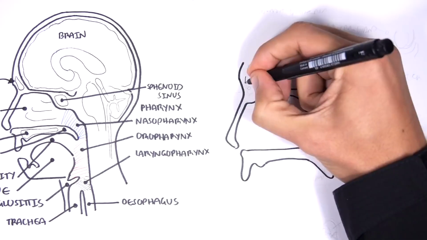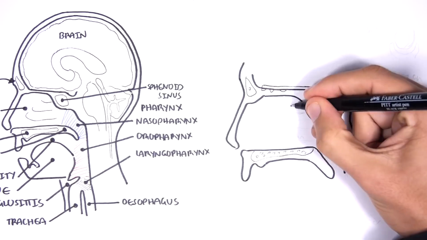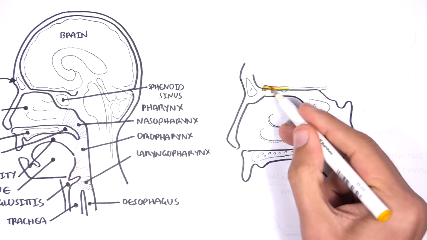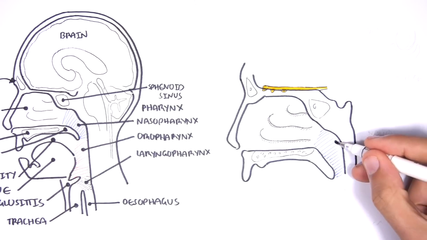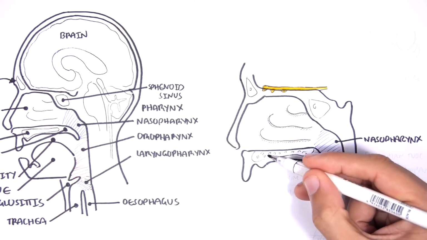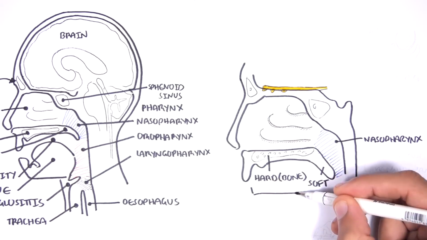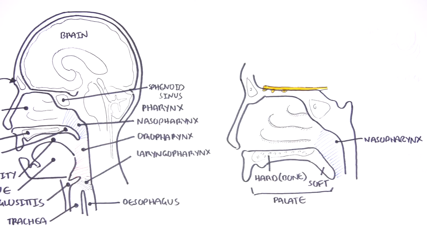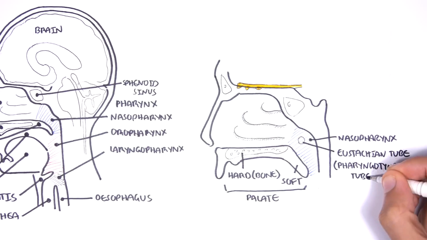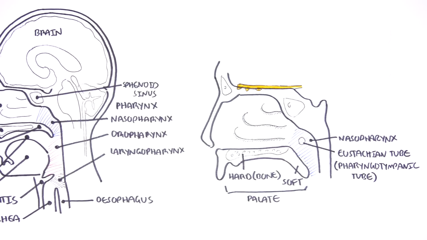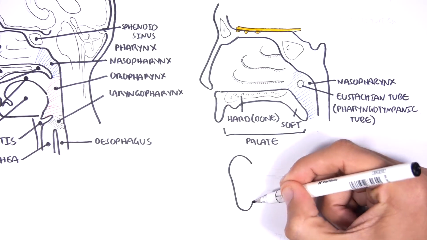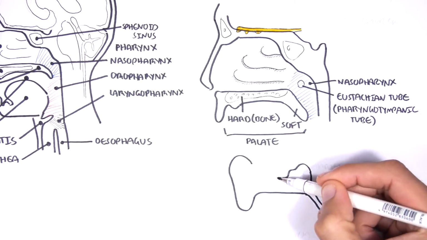There are other important structures within and surrounding the nasal cavity. Let's take a closer look again. So here again, we have the nasopharynx, your hard palate and your soft palate. At the back of the nasal cavity, situated really within the nasopharynx, is a small opening where the Eustachian tube, also known as the pharyngotympanic tube, drains into. This tube literally connects your middle ear to the nasal cavity.